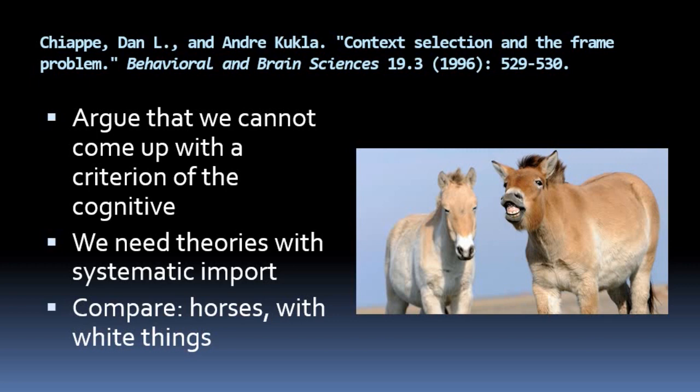How about this one? Compare horses with things that happen on a Tuesday. There's no science of things that happen on a Tuesday, right? Because there's not anything holding that category together.